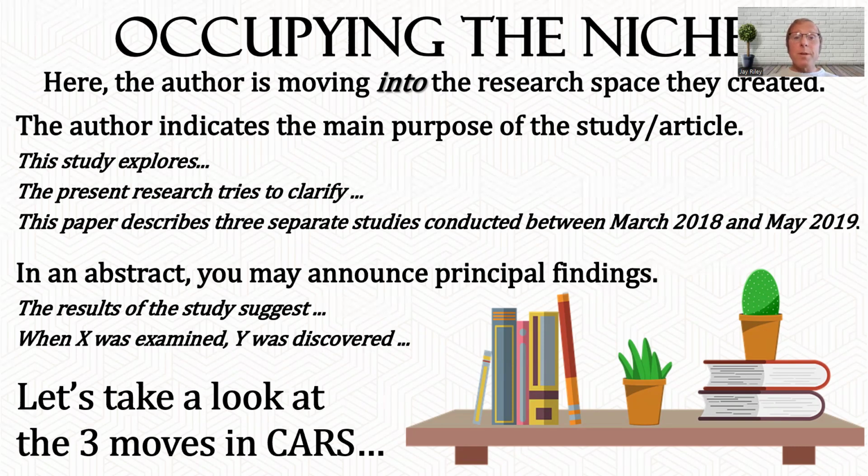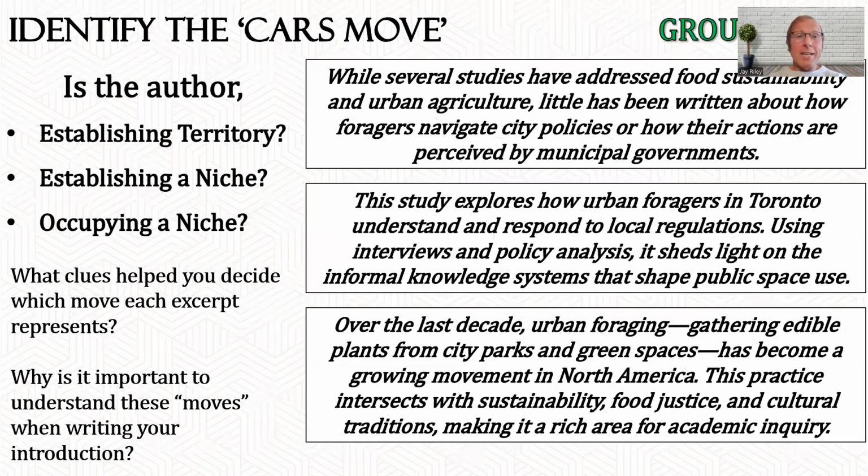So let's take a look at these three moves in CARS. Okay, so here the author has established a territory, a niche, and occupied that niche. So let's look at which excerpt matches with which move within the CARS process. So I look at the first excerpt. It says, several studies have addressed food sustainability and urban agriculture. So right away I see several studies, and then I see the next part of that sentence says, little has been written about. Right there, I know that that researcher is establishing a niche.